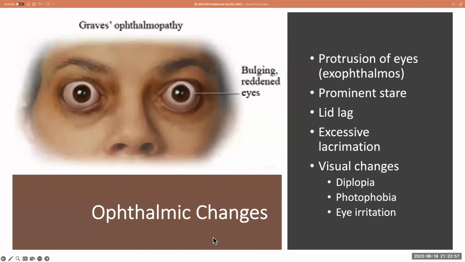Some of the findings when you do your eye exam may be the protrusion of the eyes, exophthalmos, where you see the bulging eyes. Eyes will often be red, and you might see a lid lag in addition to that. They will kind of just have this really prominent fixed gaze. You may see excessive tearing as well. And it can lead to some visual changes such as diplopia, photophobia, or just some eye irritation.